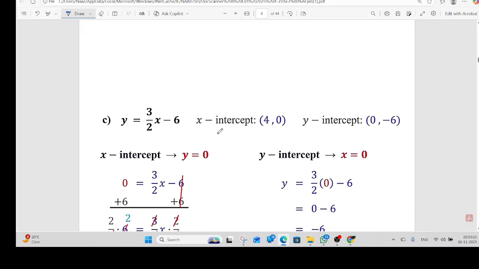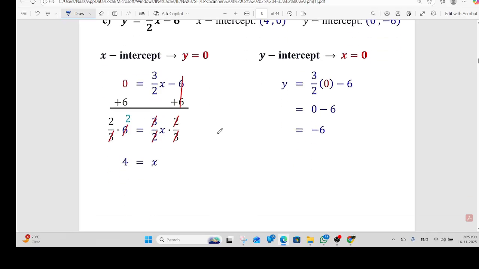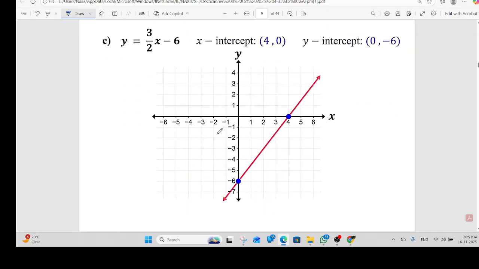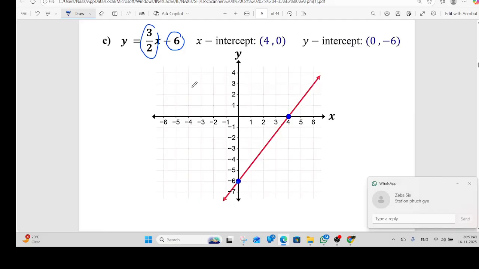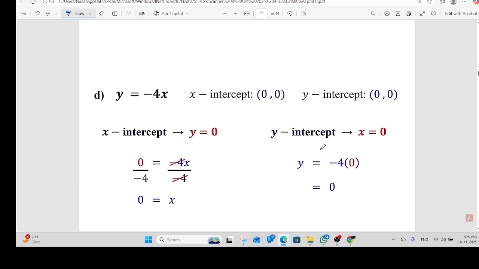We can do it using the x-intercept and y-intercept, by finding them, but there is one more way, right? Because this is my y-intercept, I just plot it, then I use rise over run to do it, right? So basically, my next question is y equals negative 4x.